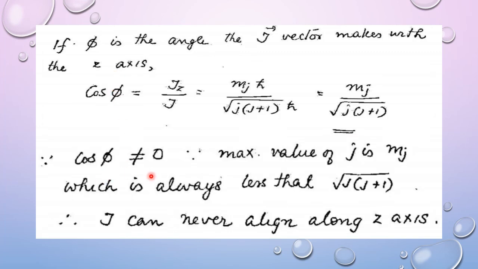Since cos φ cannot be 0, why can it not be 0? The maximum value of Jz is m_J, which is always less than root of J into J plus 1. So therefore, J can never align along the x-axis.